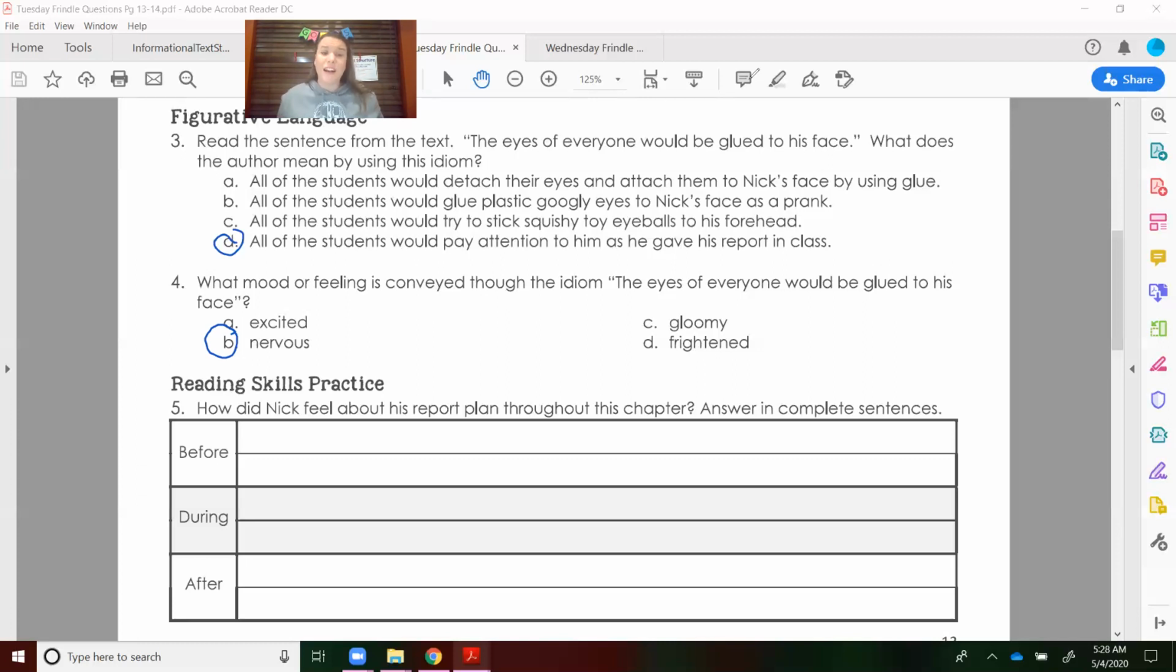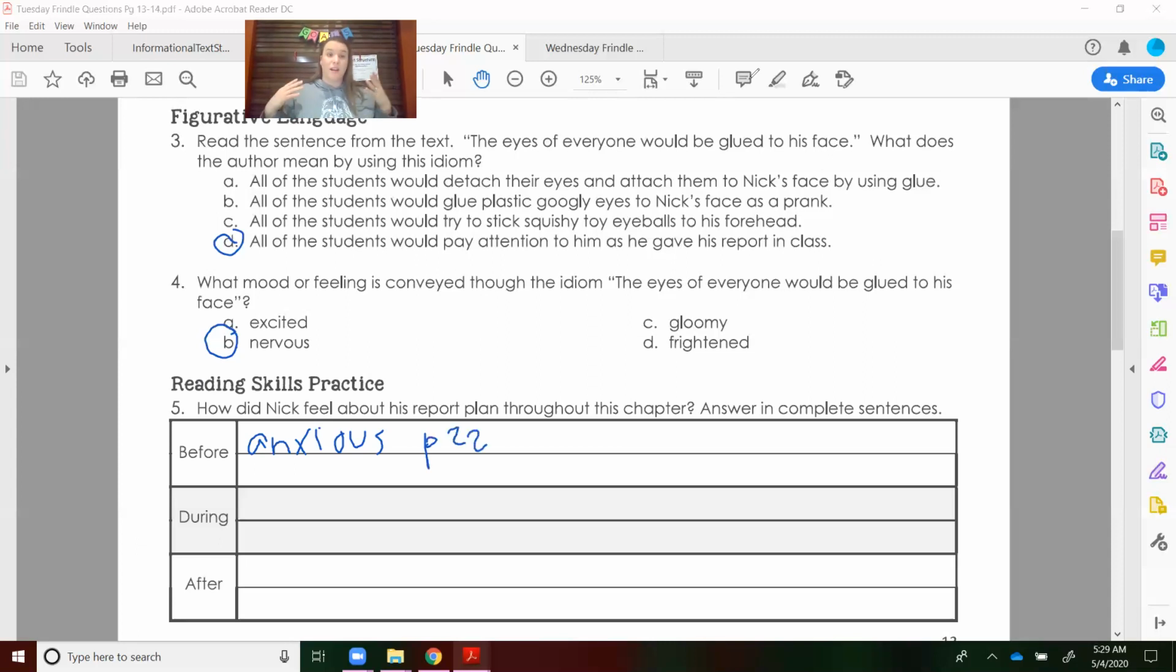All right. So again, they're going to ask us another character's point of view. How did Nick feel about his report planned throughout this chapter? So again, this is sequencing. And not only are you sequencing the text, you are also sequencing the points of view of the character. So at the beginning of our story, and I even gave the pages to go back and look, before he gave his report, he was nervous, as you see in question 4. So I put down nervous or anxious. I use the word anxious, which sort of means the same thing. It's like you're scared, you're nervous, you're getting those butterflies in your stomach. And this is shown on page 22.